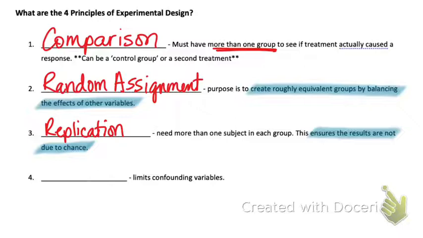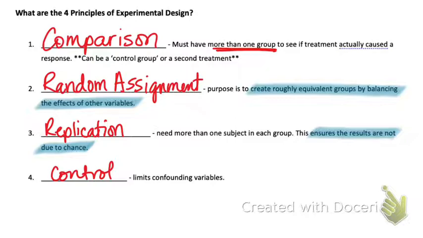The last one is control. This goes back to why I do not do this per class period. I want to control the fact that each class period has a different style of learning. Basically, I want to take out the confounding variables that I can, which would be how you guys pay attention, the class makeup, that kind of thing. Okay? All right, so what are the 4 principles of experimental design?